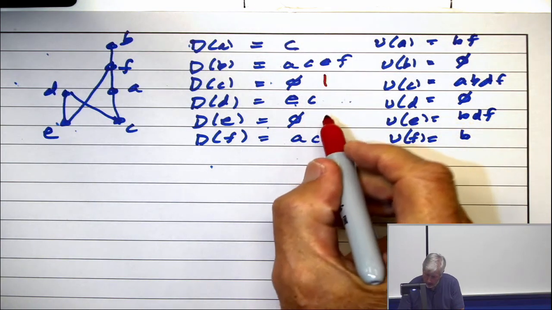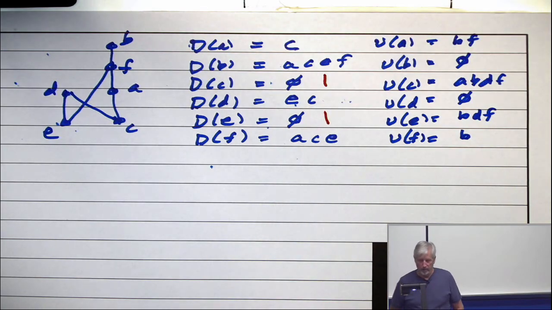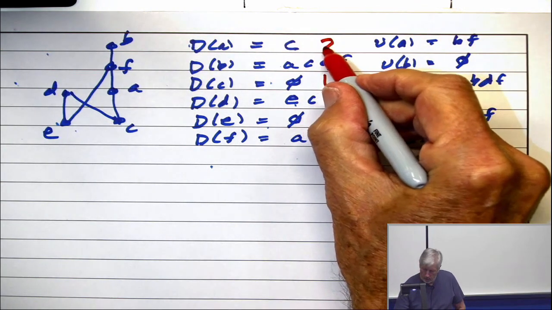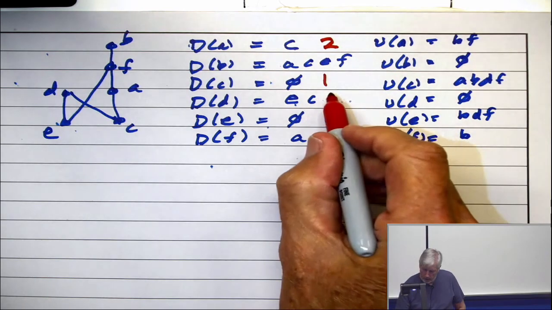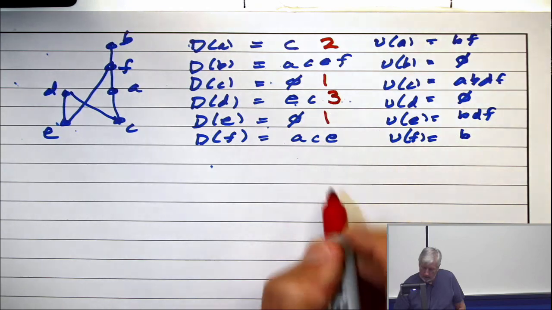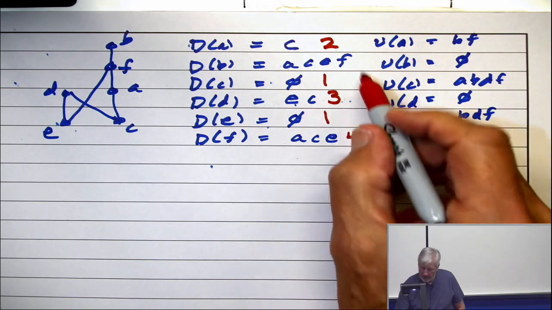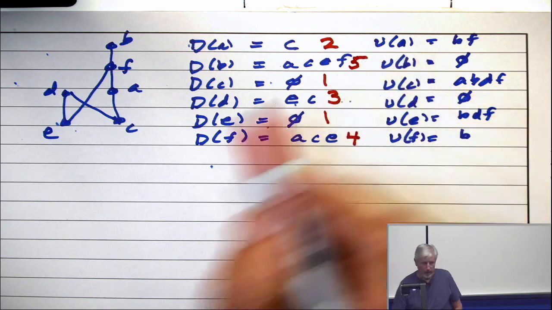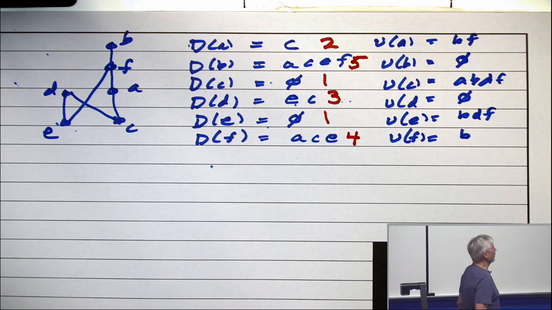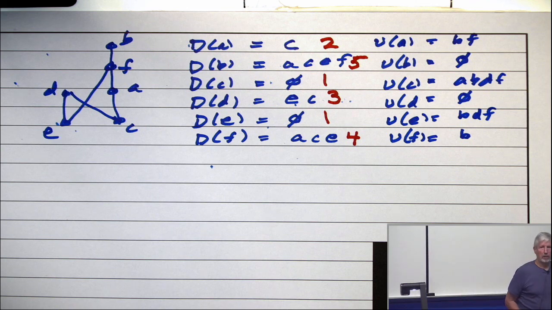So this one is 1, and that one's 1. The next one is 2. The next one is 3. The next one is 4. And the next one is 5. That's labeling them from little to big with 1 through 5. Now, look at the upsets. How many different ones are there? Once again, there are 5. Label them 1 to 5 backwards.